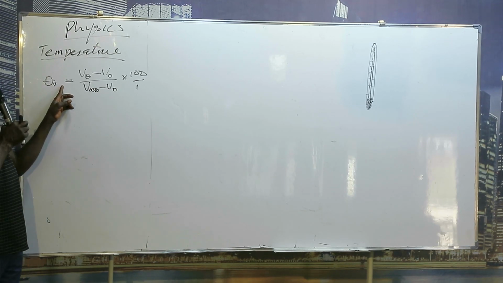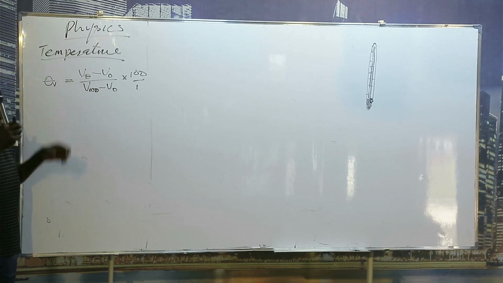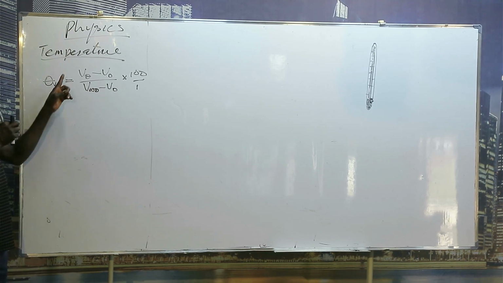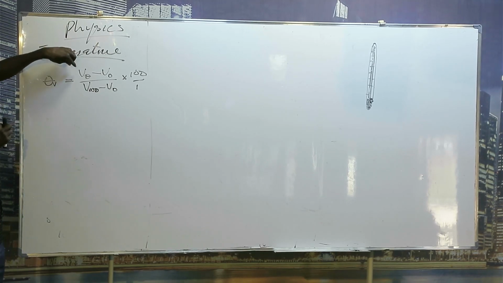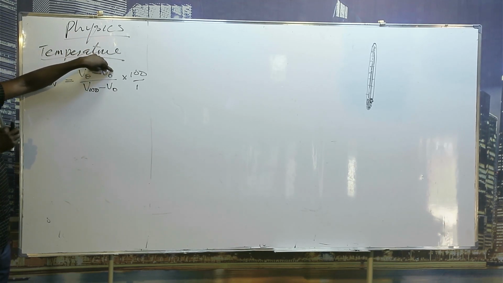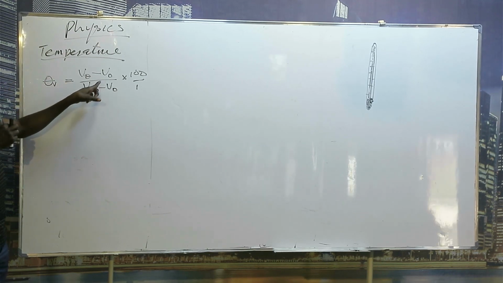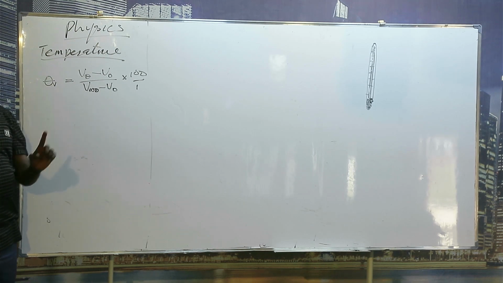Now this is equivalent to V theta. We have V theta and we have V0. This V theta is volume at change in temperature, but V0 is volume at ice point. V100 is volume at steam point, because 0 is ice and 100 is steam. That's the rating.